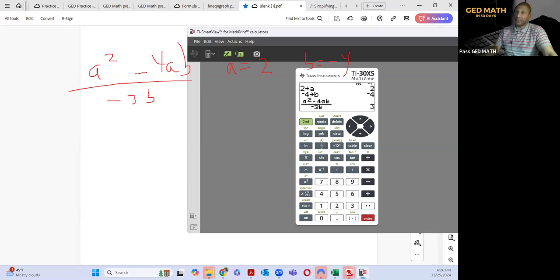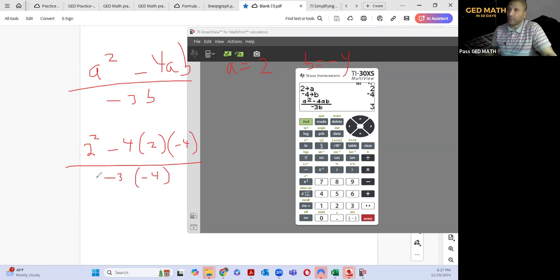Done. Now, if we did this by hand, we would have to go A squared, which is 2 squared, -4, times A, which is 2, times B, which is -4, all over -3, times a -4. Right? So we get 4, a negative times a positive is a negative, and a negative times a negative is a positive. So that's +32 over +12. We get 36 over 12, and we get 3. Isn't that what we got with the calculator?